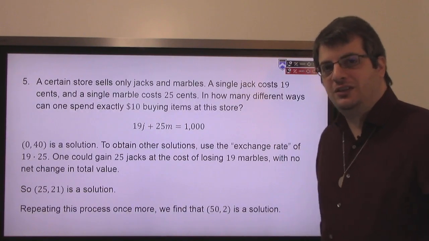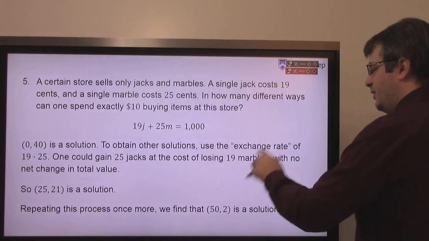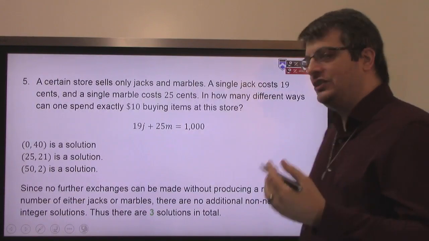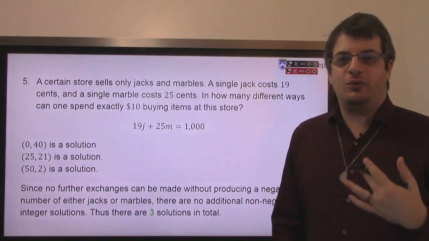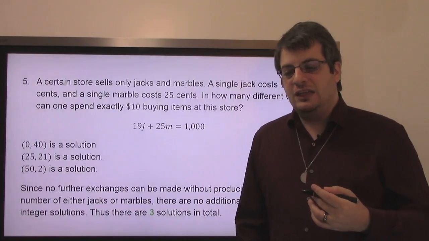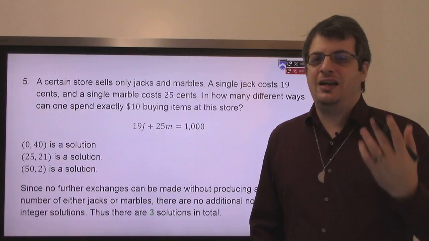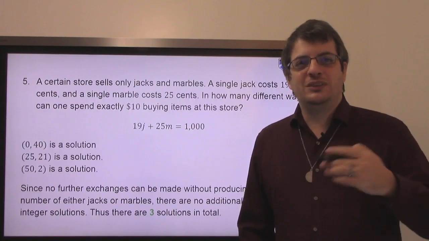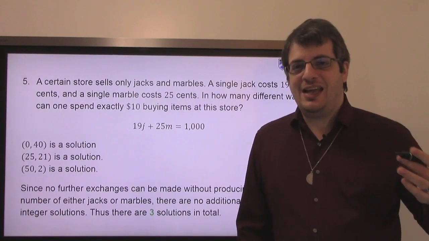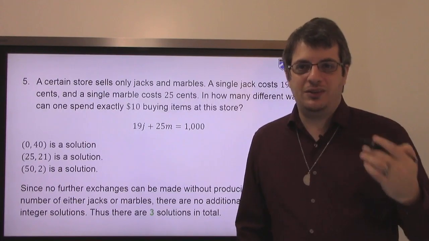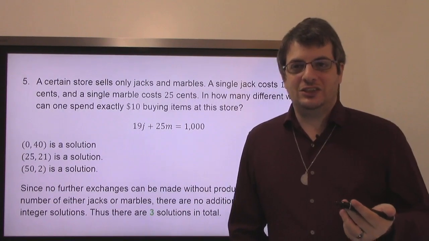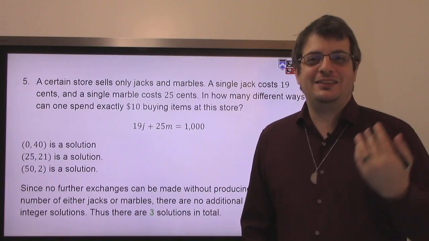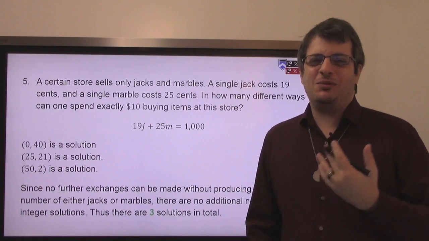So that's it. Those are the solutions: 0, 40, 25, 21, 50, 2. I don't need to sit there and grind out and plug and chug. I see all these solutions in the forums when people talk about this question. Even some among tutors that are real grindy say, I could try multiples of 25 for J by hand and I'd find this one and this one, and I do all this calculation and I'm multiplying by 19, and it's just like, dude. No, come on, man.